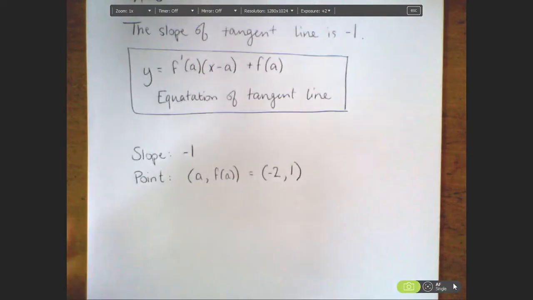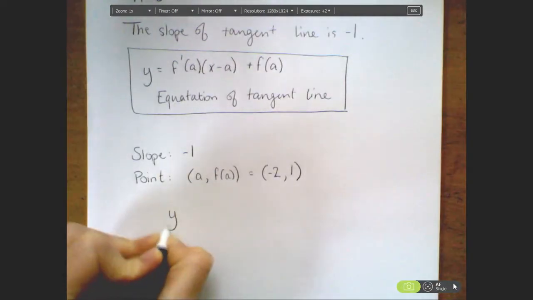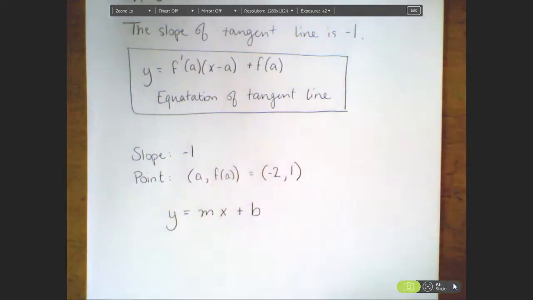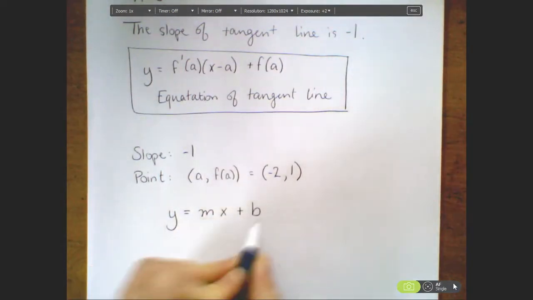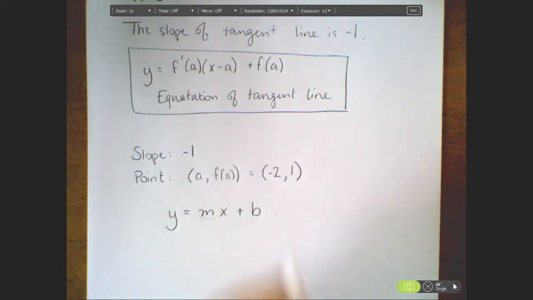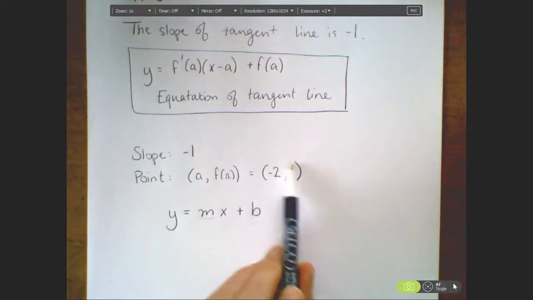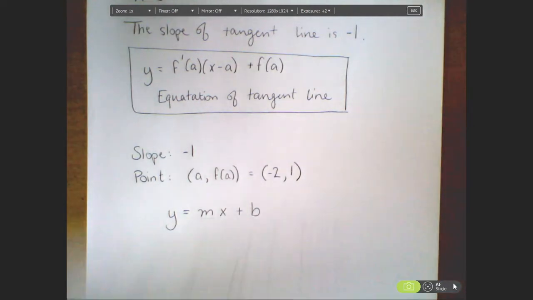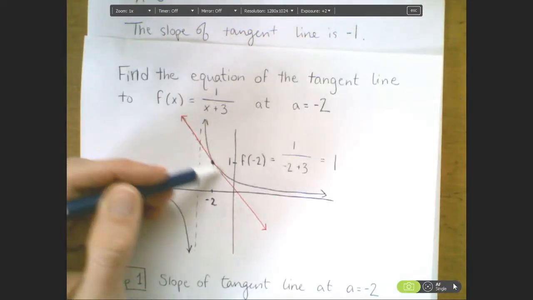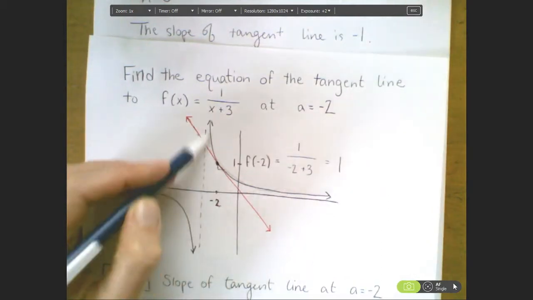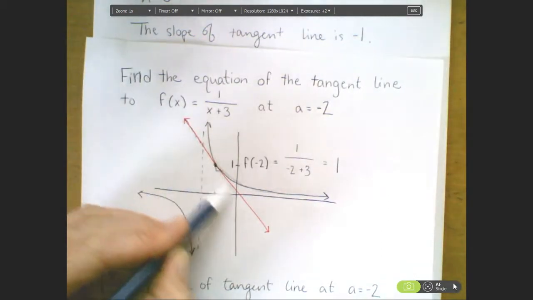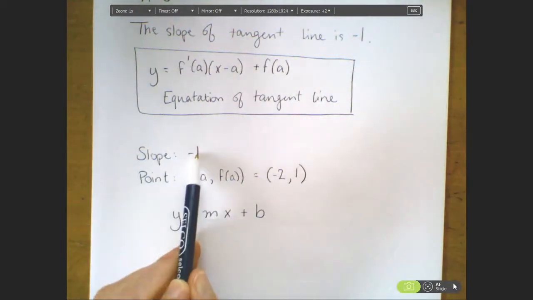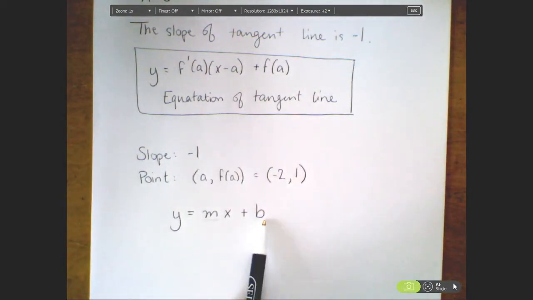Normally when we look at equations of a line, lines are given by y equals mx plus b, right? Where m is the slope and b is the y-intercept. I don't have the y-intercept though, I just have this point, right? And I'm not talking about the y-intercept of the function, because the function is going to veer off and do other things. We're talking about the equation of the red line.